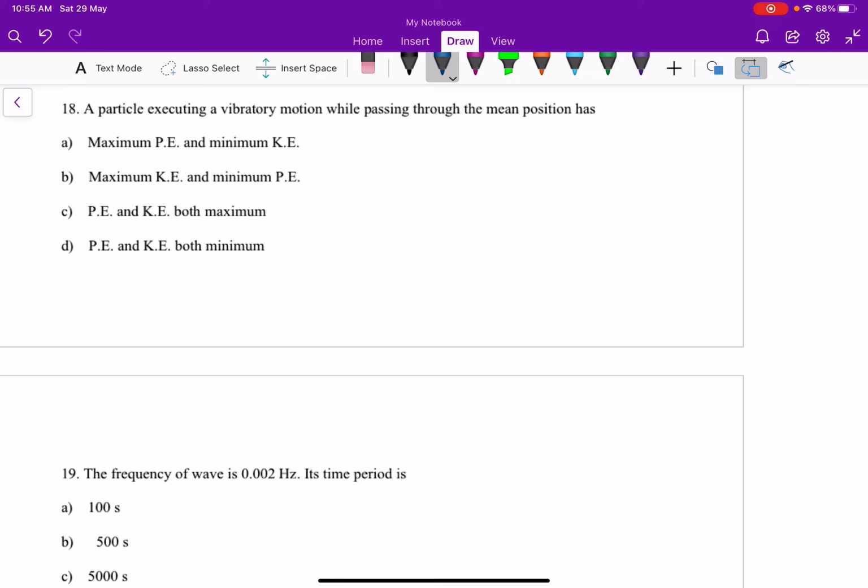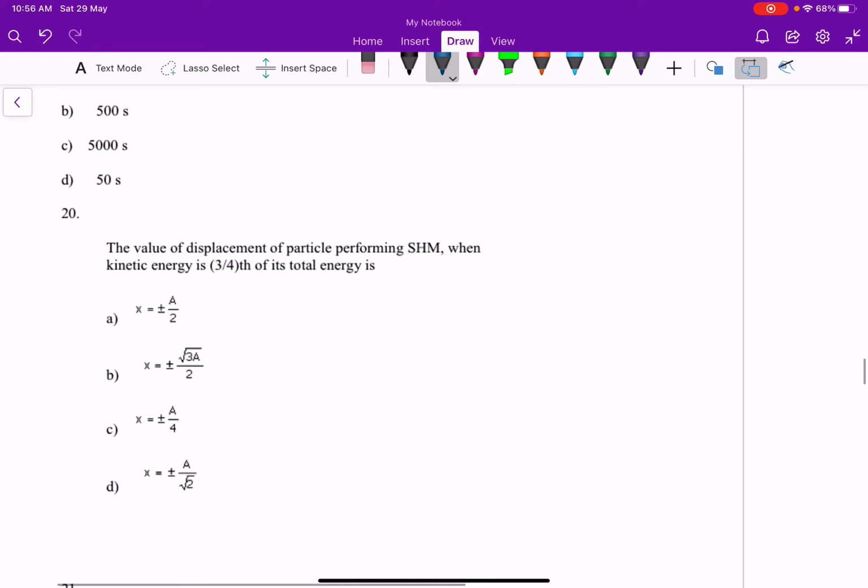A particle executing vibratory motion, while passing through the mean position, it has... Consider this is the mean position and this is the positive extremum. At mean position x equal to 0, potential energy equal to half kx square, so potential energy is 0. Kinetic energy is maximum at this place. So maximum kinetic energy and minimum potential energy is the answer.